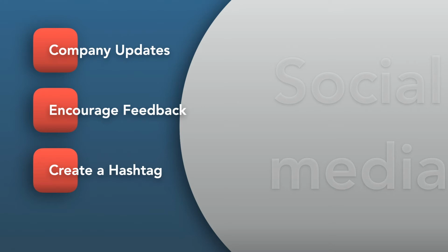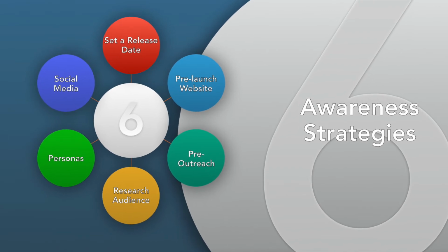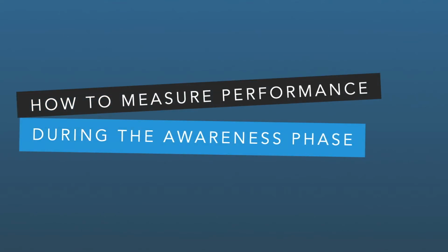Also remember that your social profile has to be optimized, which means the app is clearly associated with the page. The value proposition of the page is very clear. How to download the app is obvious. Now we have reviewed the best 6 awareness strategies. Let's not forget the most important part, which is knowing what metrics to use to measure your performance.